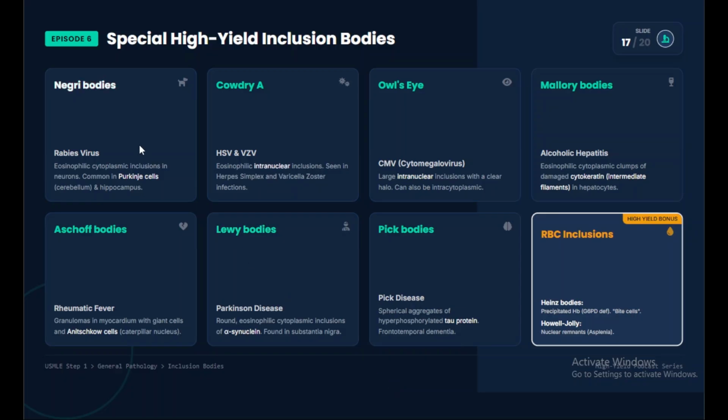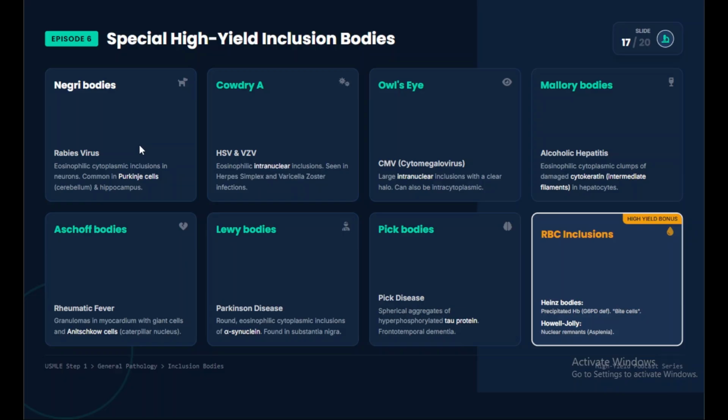Let's move on to this. It is seen in the rabies virus, and the appearance is eosinophilic cytoplasmic inclusion in neurons, specifically in the Purkinje cells and hippocampus. The high yield exam tip would be: rabid dog hits the cerebellum and the hippocampus.